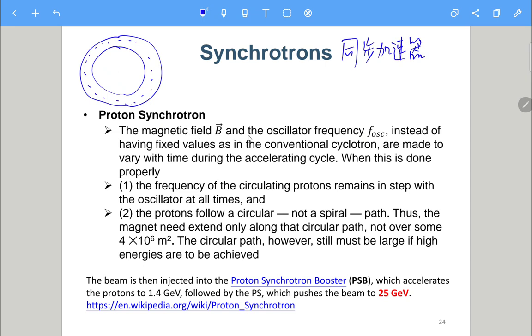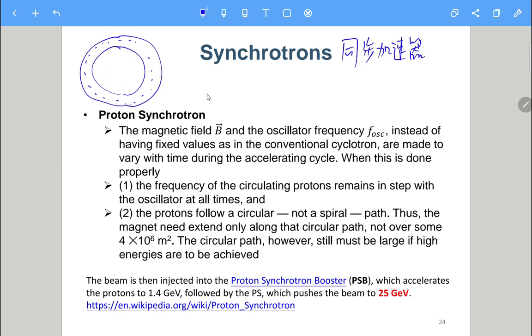So the magnitude of the B field and the oscillating frequency, instead of having fixed values as in the conventional one. For the previous one, we have a fixed value of B field and a fixed oscillation frequency. Here they are made to vary during the accelerating cycle. When this is done properly, you need to have precise control, so that you manipulate the magnitude of the B field.